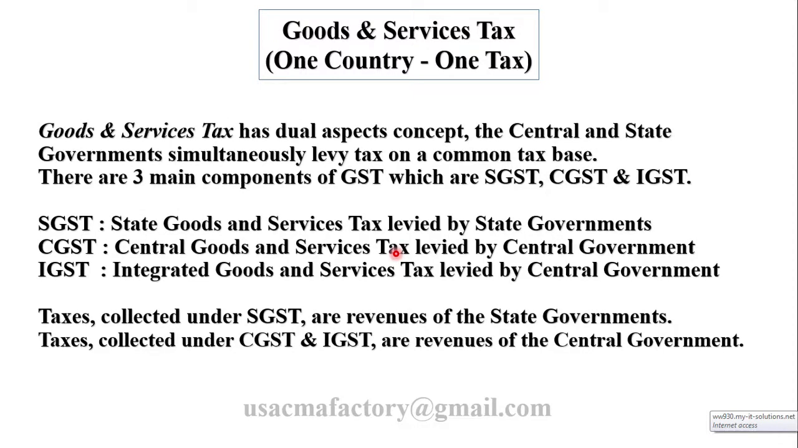Goods and Services Tax has a dual aspects concept. The central and state governments simultaneously levy tax on a common tax base. There are three main components of GST, which are SGST, CGST, and IGST. SGST, State Goods and Services Tax, is levied by state governments. CGST, Central Goods and Services Tax, is levied by the central government. IGST, Integrated Goods and Services Tax, is levied by the central government.